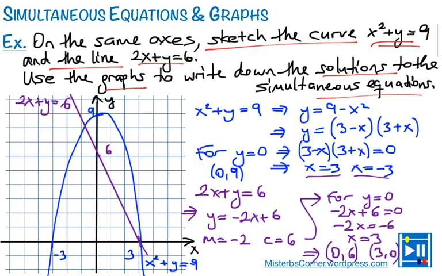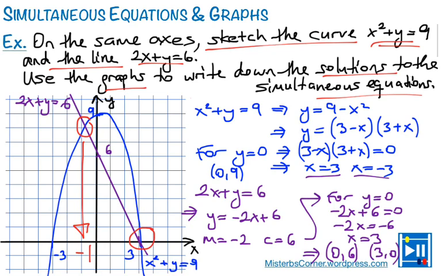So basically you can see that the first intersection is here, the second intersection is here. That is probably -1, just because this is a sketch. We cannot accurately say whether it's -1 or not, but most probably it is -1, right? So the solutions would be (-1, 8) and (3, 0).